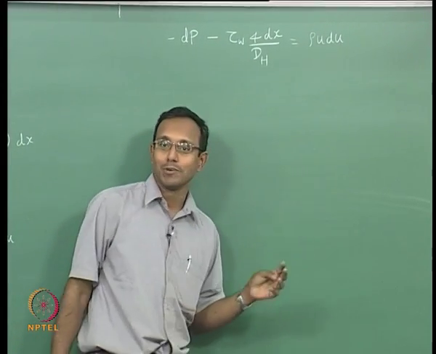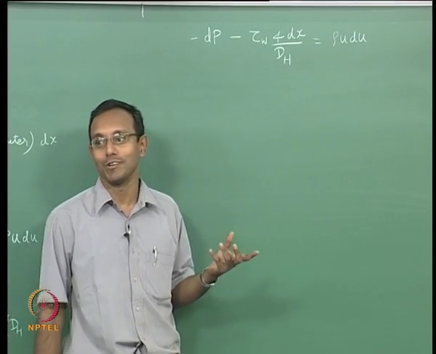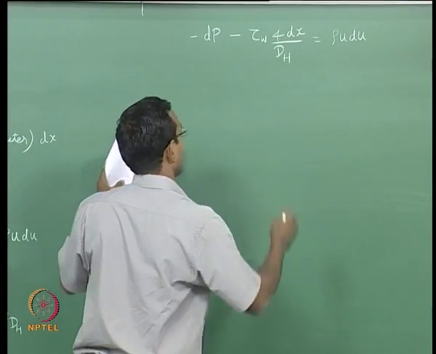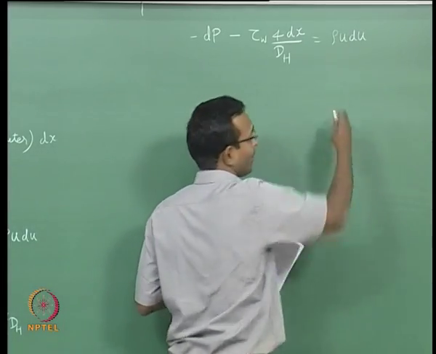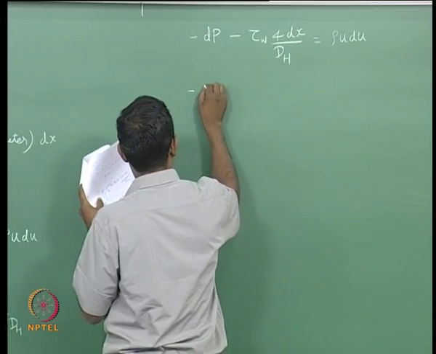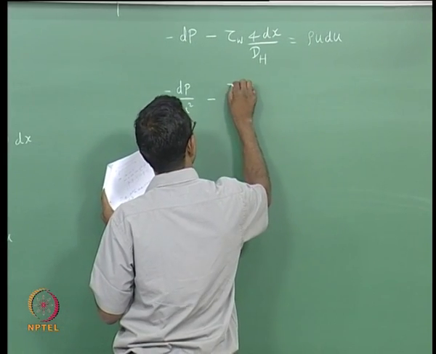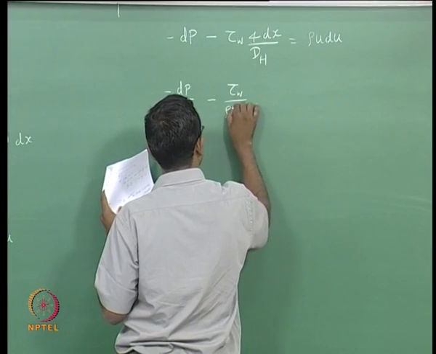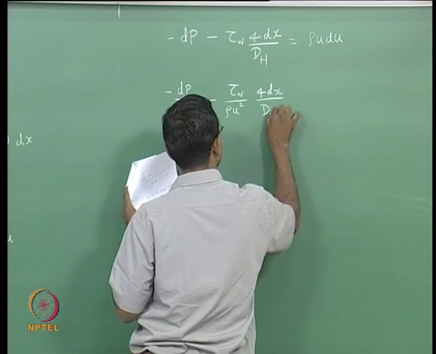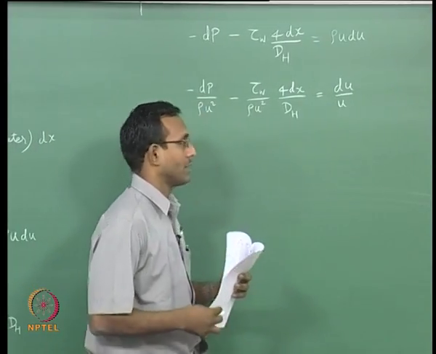I want to write it similar to what we did in the mass equation, in a du by u kind of form. So what should I do to make it du by u? Divide by rho u square, the whole thing. I can end up with minus dp by rho u square minus tau wall by rho u square into 4 dx by dh equal to du by u. Okay. This is the situation I have.